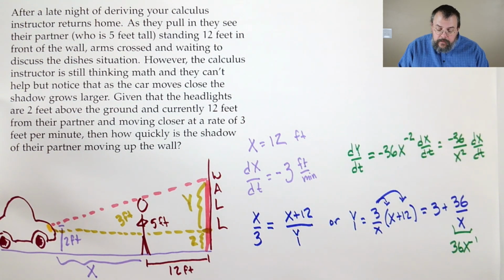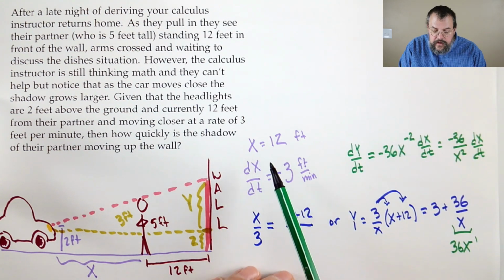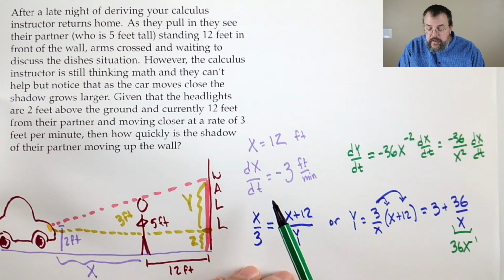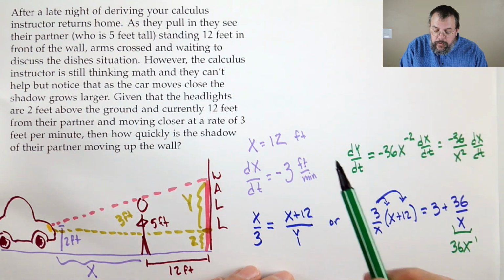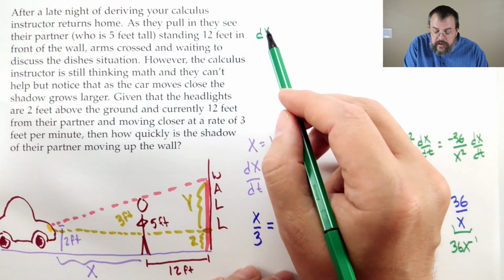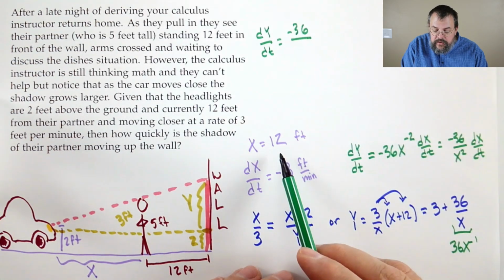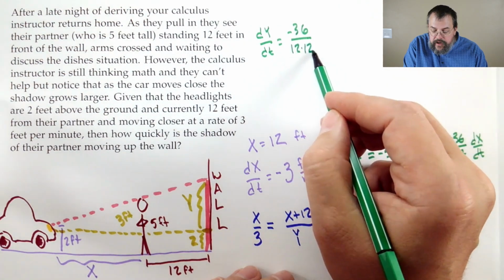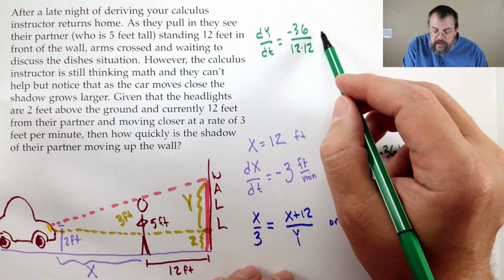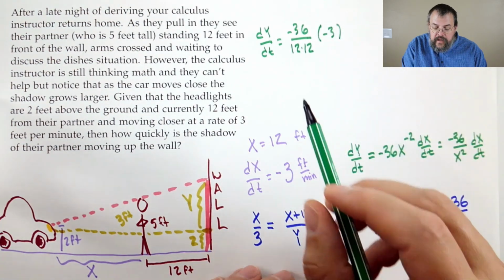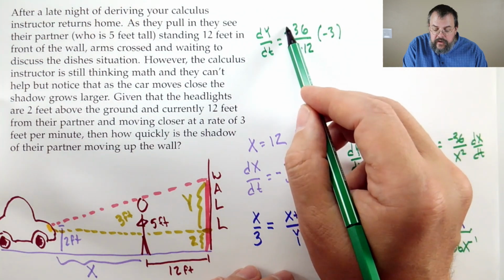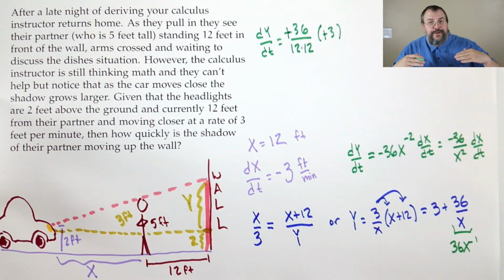So to finish up, we plug in what we know. Well, what do we know? We know x is 12, and we know dx/dt is negative 3. So we have that dy/dt is negative 36 divided by 12 squared, that is 12 times 12 for right now, times dx/dt, which is negative 3. Now, two negatives make a positive, which is good, because we think the shadow should be moving up the wall. So that means the derivative should be positive. That's a really great sign.